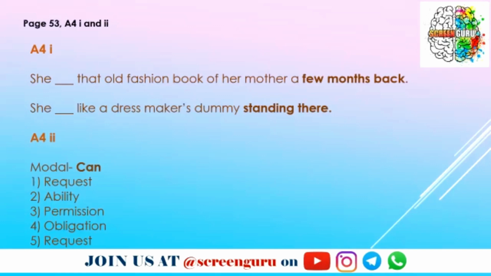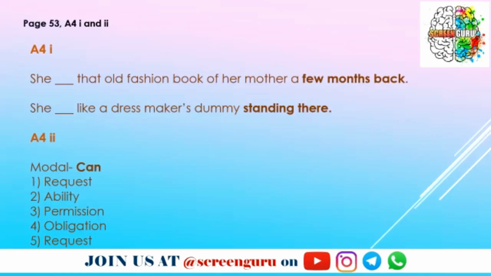But if you look at the phrase few months back, we are talking about a particular time period in the past. So it should be a past participle. The verb of the sentence should be a past participle. So the answer is she had taken, past perfect tense. She had taken that old-fashioned book of her mother a few months back. If the sentence had ended at she something that old-fashioned book of her mother and no time frame was given, then you could have gone with the verb took. But since they are mentioning a particular time frame, you will make a past perfect form out of it.